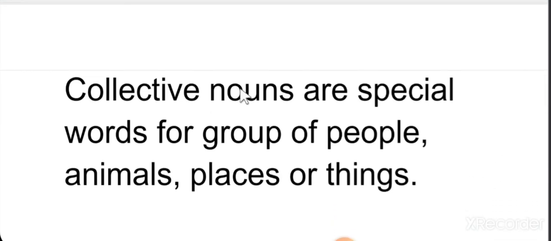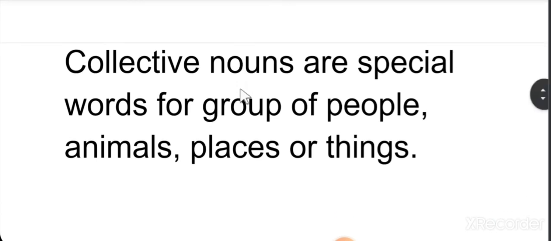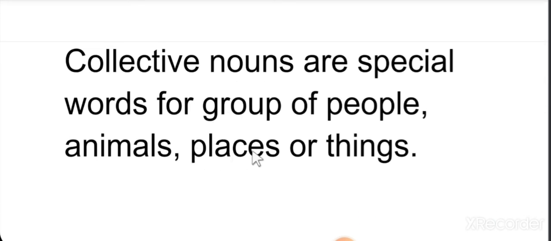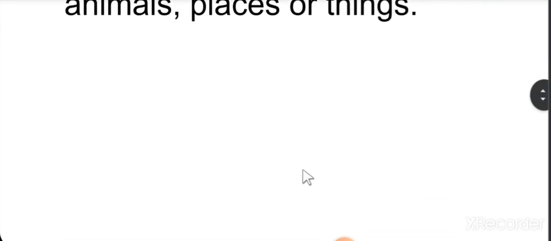Collective nouns are special words for a group of people, animals, places or things. We give some special words to some groups of nouns. So a group of people, a group of animals, a group of places, we give special words to understand or to call them easily. Let's see some examples to understand it better.